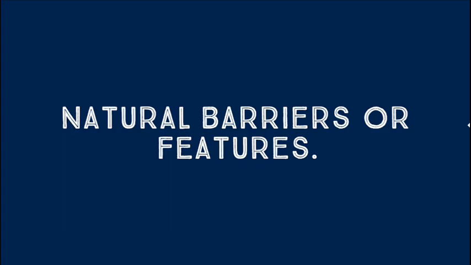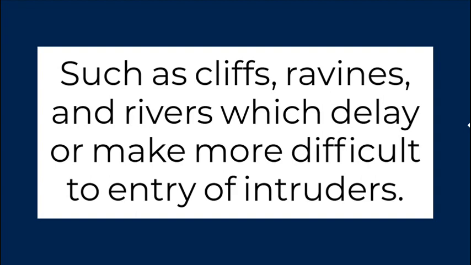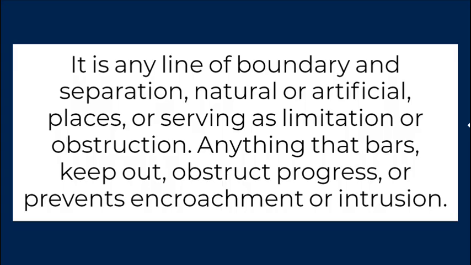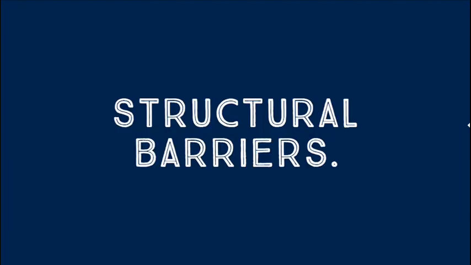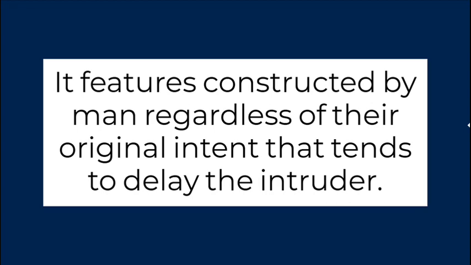Natural barriers or features, such as cliffs, ravines, and rivers, delay or make more difficult the entry of intruders. Barriers. A barrier is any line of boundary and separation, natural or artificial, placed or serving as a limitation or obstruction. Anything that bars, keeps out, obstructs progress, or prevents encroachment or intrusion. Structural barriers are features constructed by man, regardless of their original intent, that tend to delay the intruder.